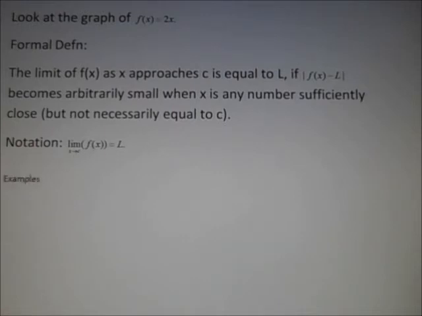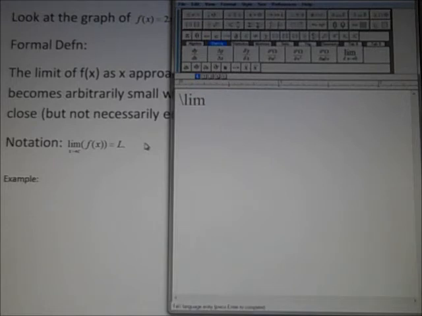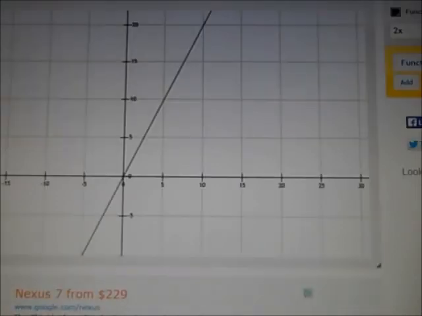So in our example, what did we have? We had that the limit as x approached 5 of my function 2x was equal to 10. So that's how we would have written it. We would have said that the limit as x approached 5 of my function 2x was equal to 10. So let's go back to my graph. So here was my function 2x. As x approaches 5, the y values go to 10. Let's do one more example.